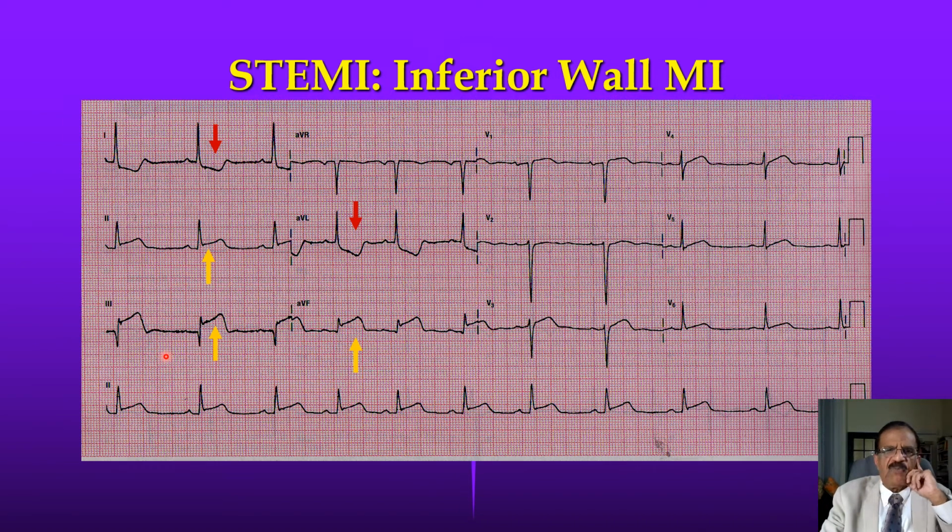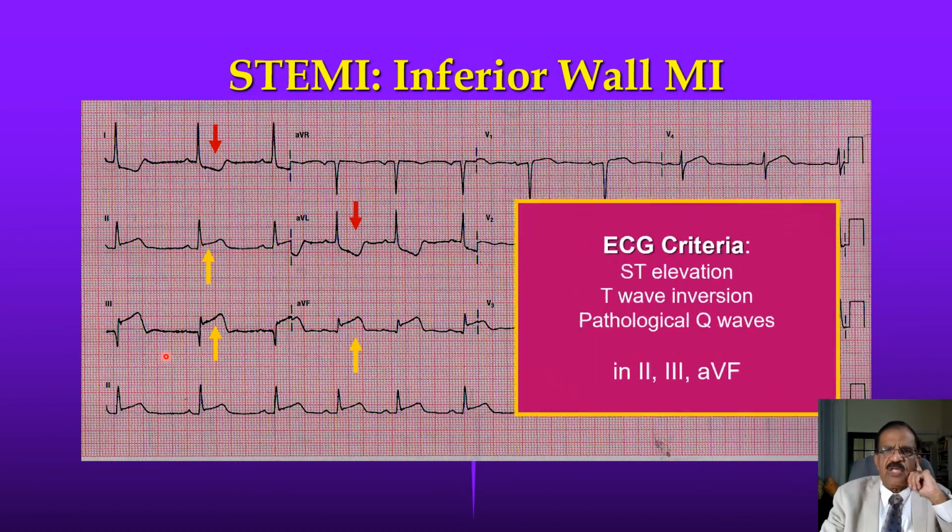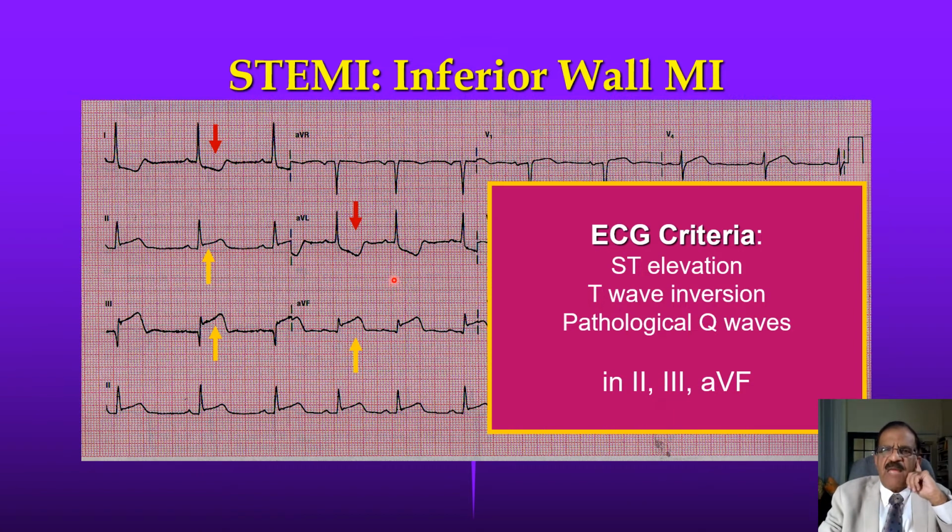So I think this was also easy. The criteria we use are the same as we use in anteroseptal infarction, but their distribution is different. ST segment elevation, T wave inversion, pathological Q wave. In this patient, there is ST segment elevation, and perhaps there's a Q wave here also, but not in these leads. I think this is also a relatively acute phase. So STEMI affecting the inferior wall.